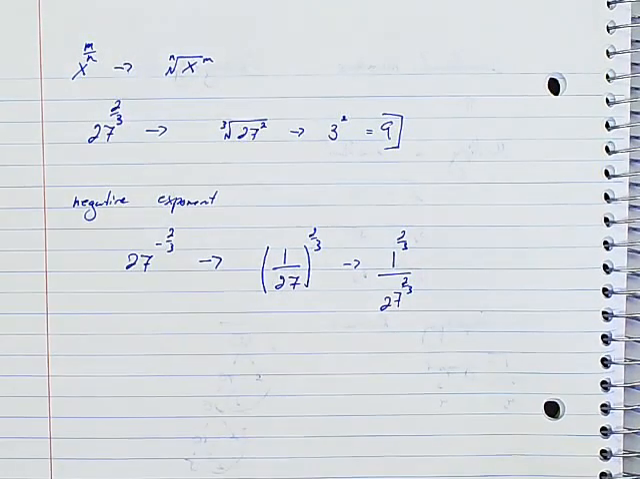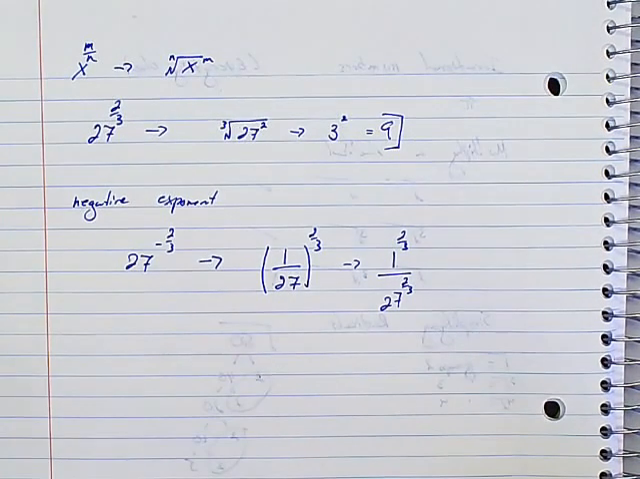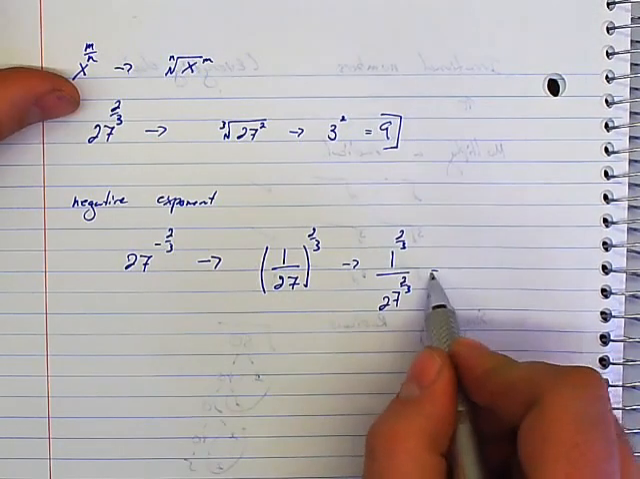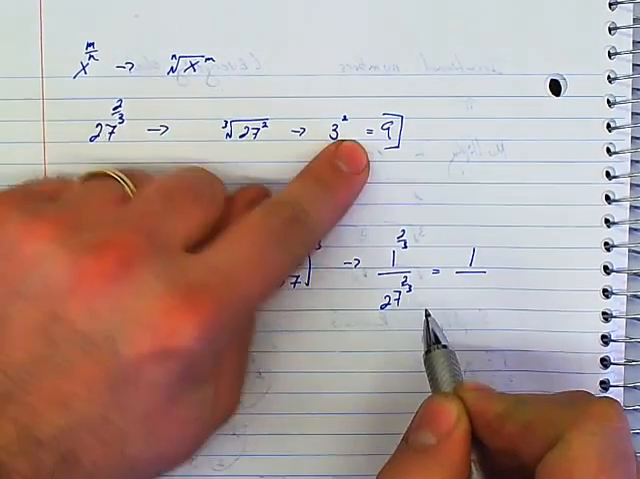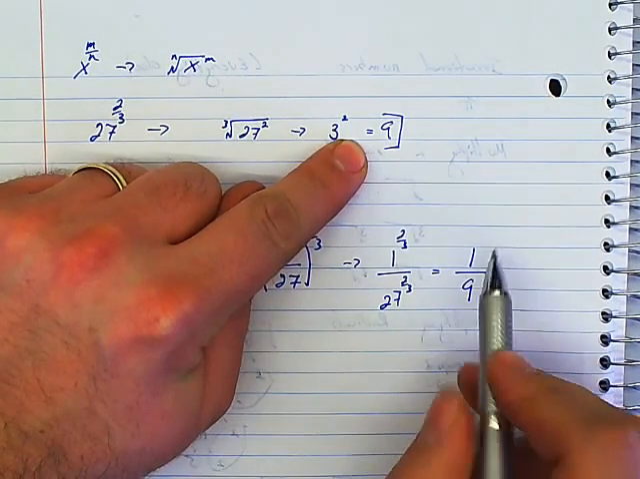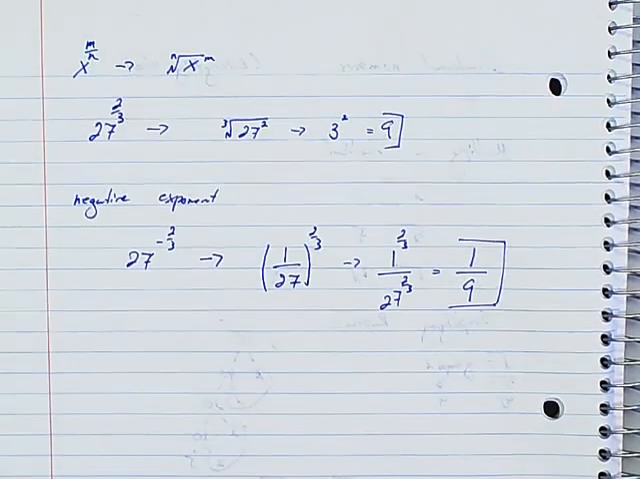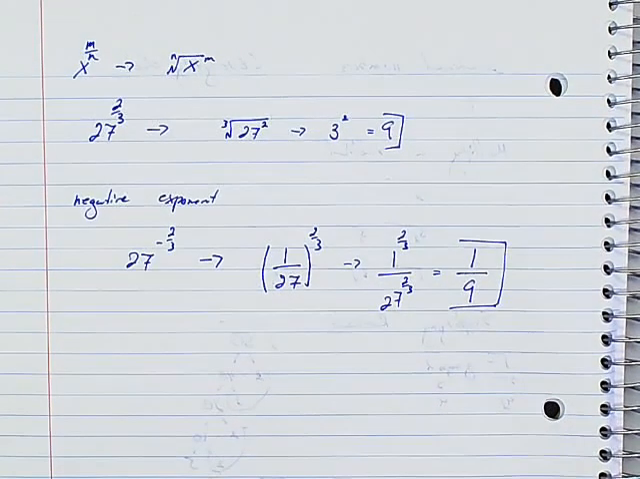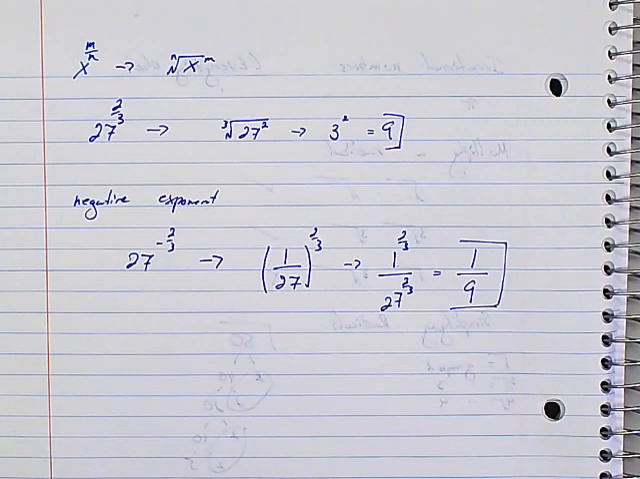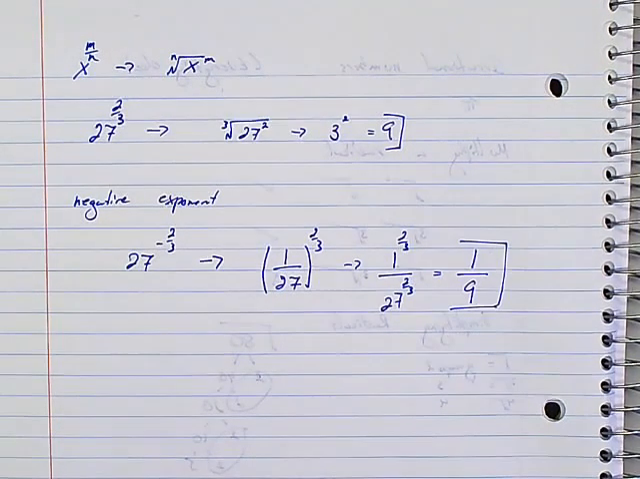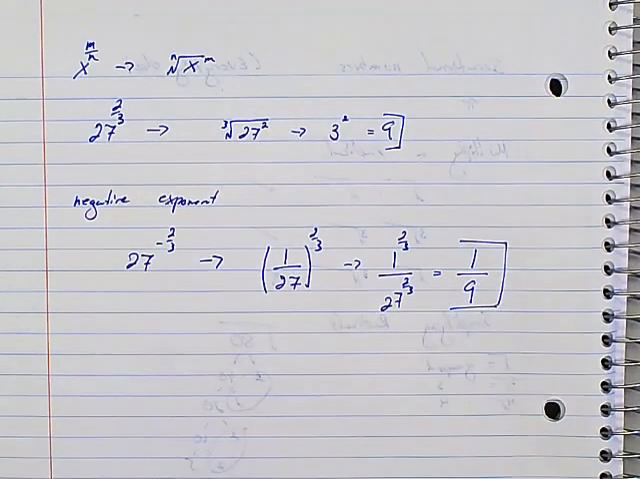This gets rid of our negative. We then have to expand that 2/3 into both the 1 and the 27. So this turns into 1 to the power of 2/3 divided by 27 to the power of 2/3. The cubic root of 1 is 1, and 1 squared is also 1. And we know that 27 to the power of 2/3 is simply 9. Negative exponents.